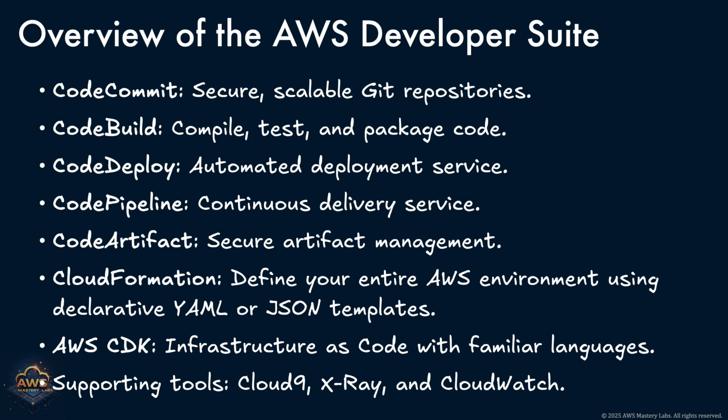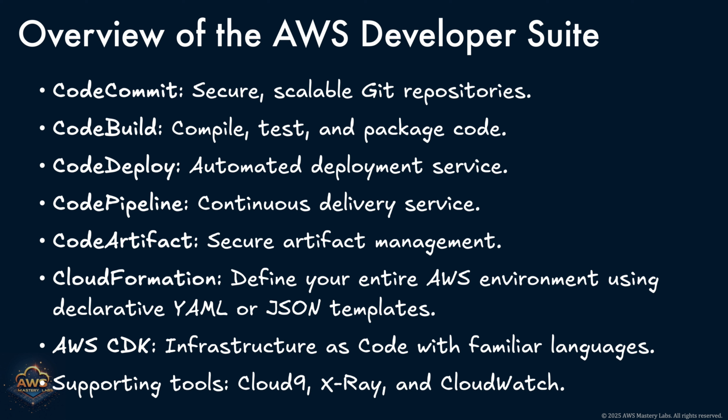Now that we've set the stage, let's take a closer look at the key services that make up the AWS Developer Tools suite. These tools are designed to work seamlessly together, covering every stage of the software development lifecycle, from writing code to monitoring it in production. We begin with AWS CodeCommit. CodeCommit is a fully managed source control service that hosts secure, scalable, private Git repositories. It's designed to work just like the Git tools you already know and is integrated with IAM for fine-grained access control.